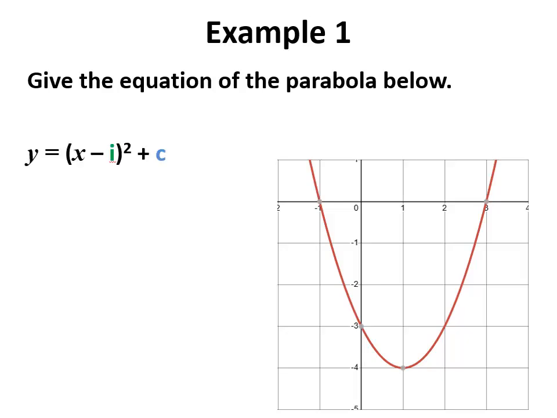Same every time. This parabola has been moved 1 to the right and 4 down, so it is x minus 1 squared for the shift left or right, minus 4 for the shift down.